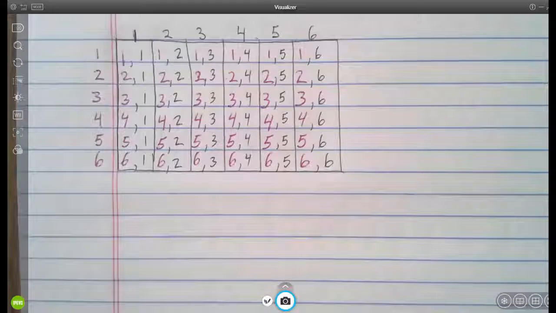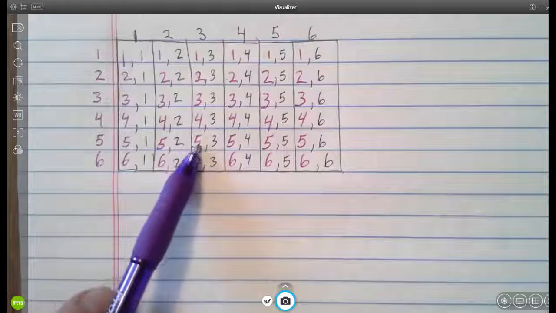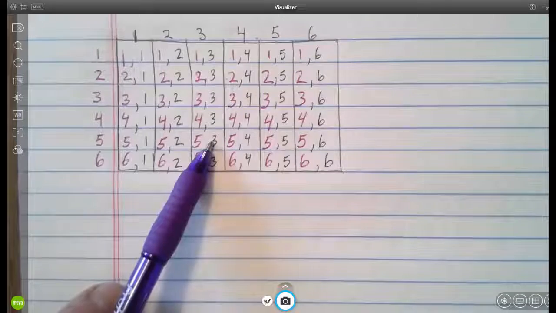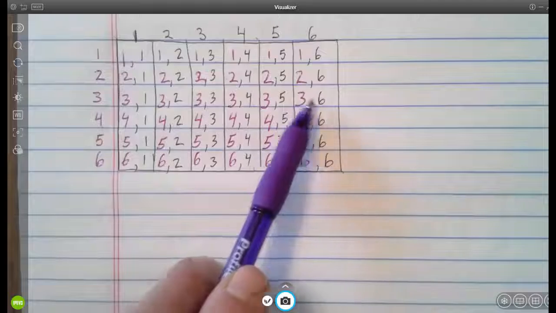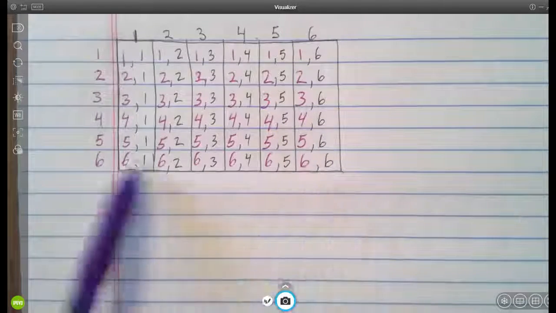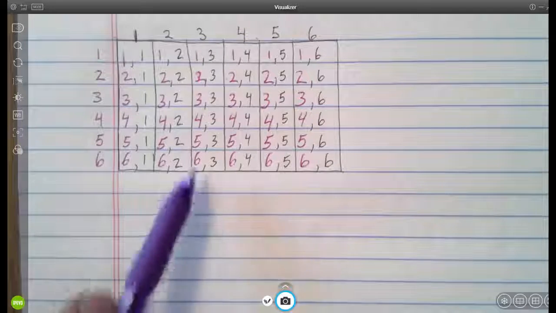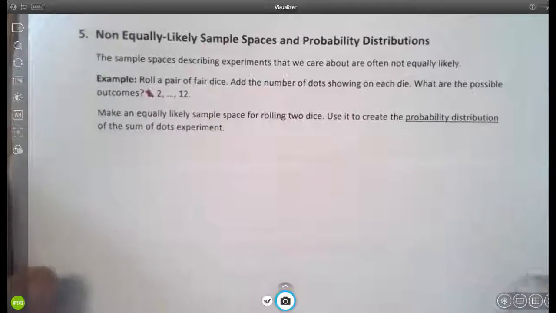Now, as things are drawn right here, any one of these rolls, say a 5 on the first die, a 3 on the second, is exactly as likely as any other one in here, say a 3 on the first and a 6 on the second. You can see easily that there's 6 times 6 or 36 possibilities here, and so the probability of any one of these outcomes is 1 over 36, so that's equally likely. But that's actually not what we were asking for in our problem description.